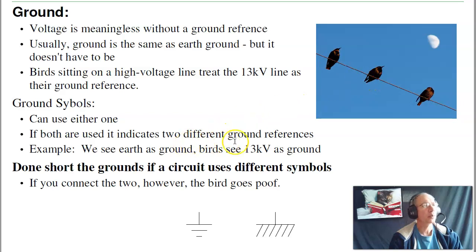This is kind of why in circuits, there's a symbol for ground. I could either have this symbol or that symbol. If you see them both in a circuit, what that means is that I might have separate grounds. We think that the Earth is ground. The birds think 13,000 volts is ground. They both work, but don't short the two together because they are not the same. If you do, you get this big bang.